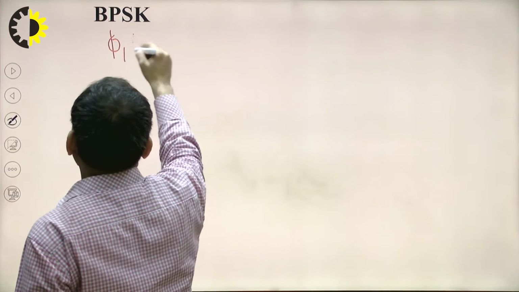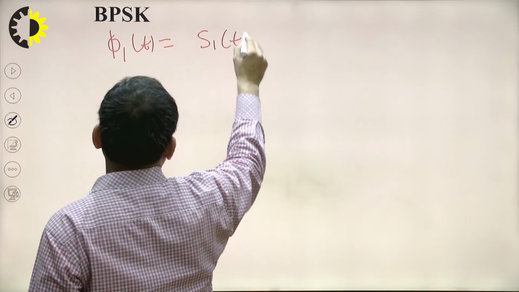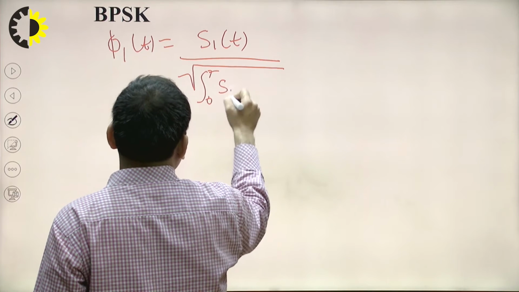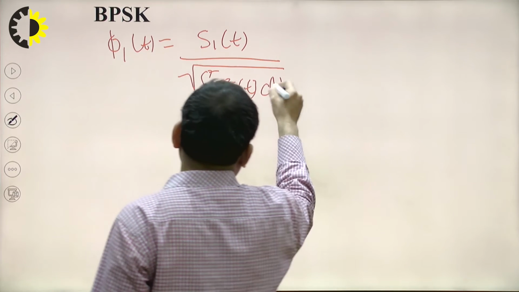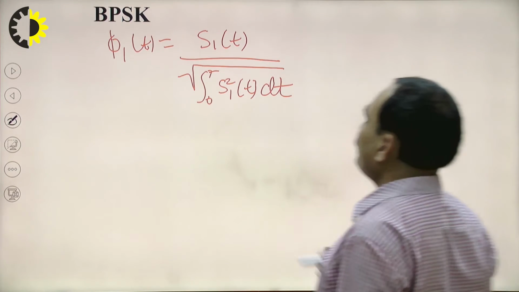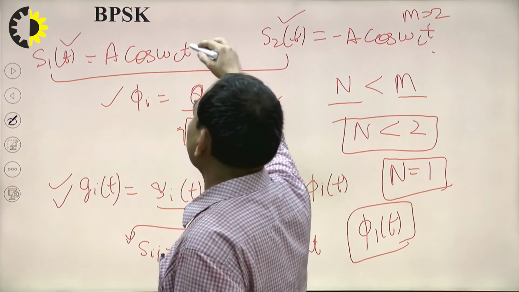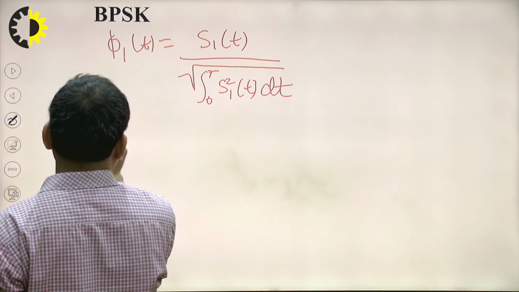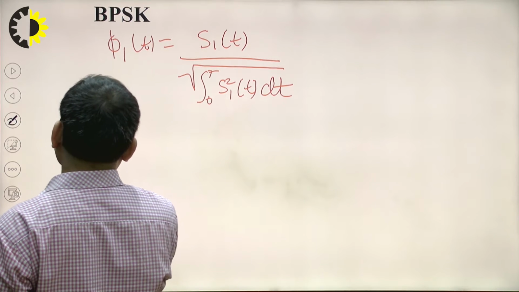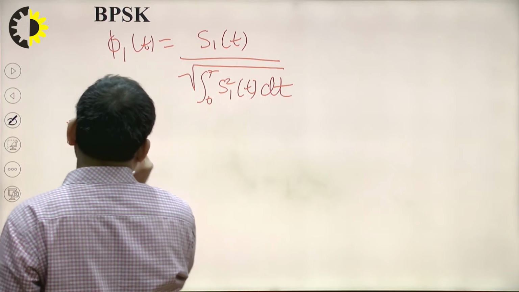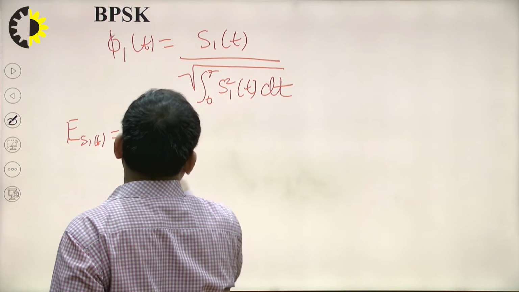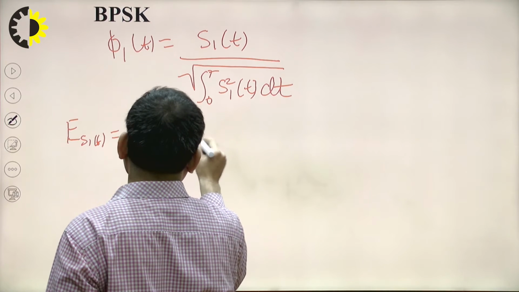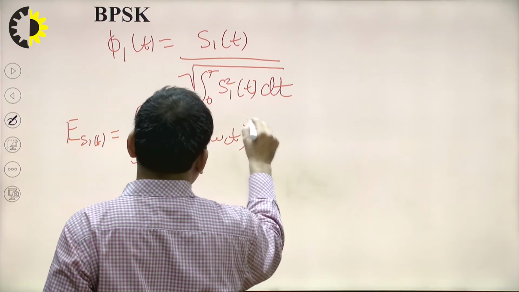So φ1(t) we can directly write as S1(t) divided by the square root of the energy of S1(t). Okay. So here we have to find the energy. S1(t) is given by A cos(ωct). So the energy of S1(t) is given by the integral from 0 to Tb of A cos(ωct) whole square dt.